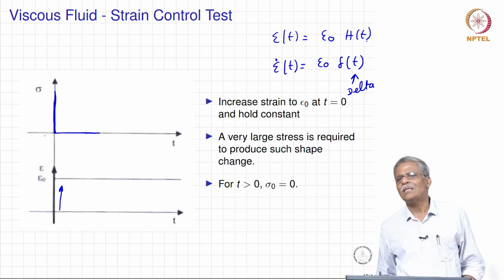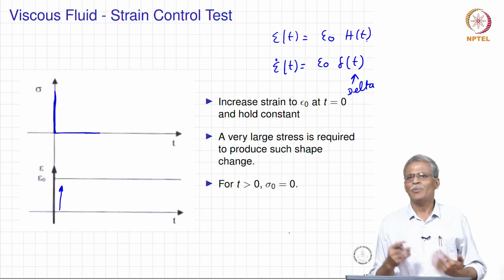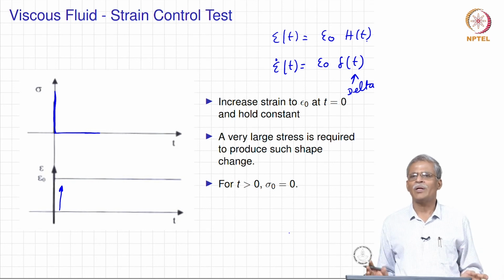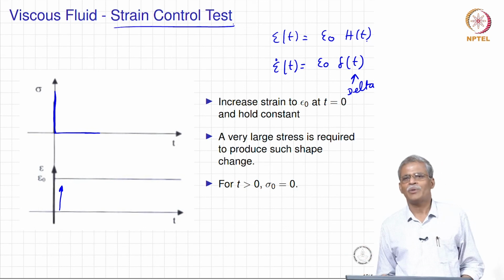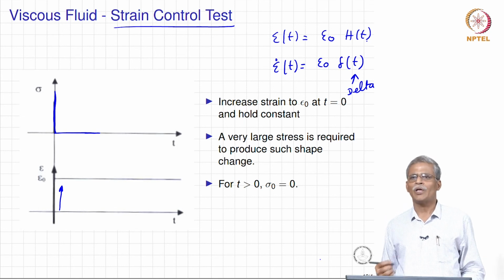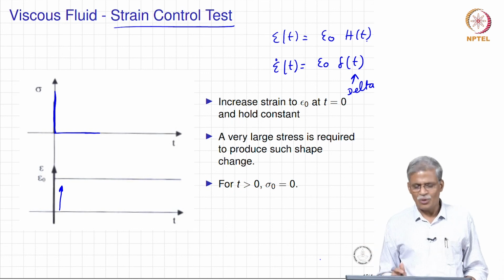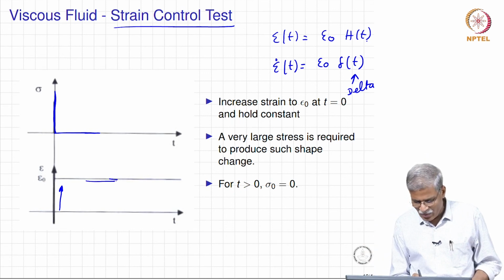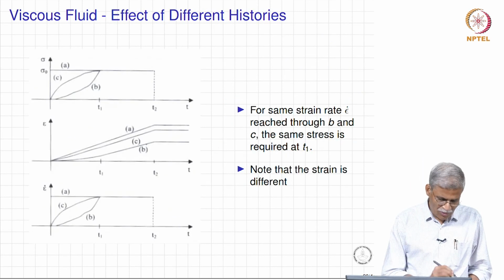Okay. While these kinds of analogies are theoretically possible, in a practical sense, it is not possible for you to conduct a strain control test experiment on a linearly viscous fluid, because there is no way you can mobilize infinite force at t equal to 0, so that the material can have a constant strain. So, these things are not really possible.